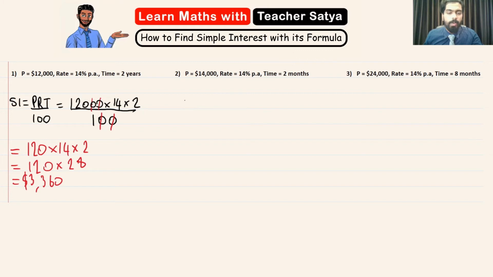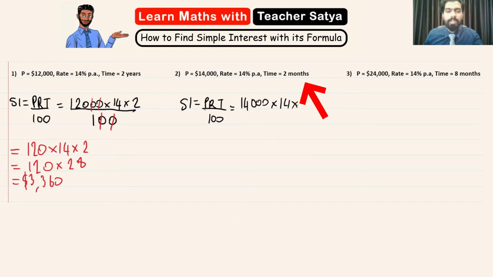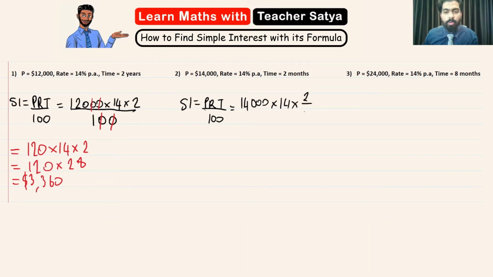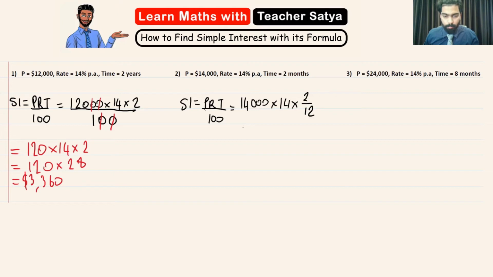All right, guys. Now in question number 2, we have SI. Let's start with the formula again. Is PRT over 100. Now in this one, the principal is 14,000, right? Multiplied by the rate, which is 14%. But as you can see here, the rate is 14% per annum, which is 14% per year. But the time they have given is just 2 months. So we have to convert this time into a year. So 2 months, we will write it as 2 over 12. Right, guys? Because in a year, there are 12 months and we are just calculating for 2 months. And all of this divided by 100.